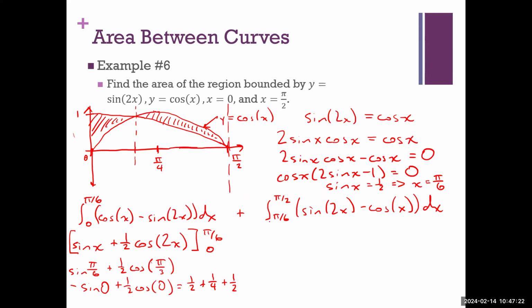And then really we have the same antiderivatives to think about. So this should become the exact opposite of what we just had. Negative 1/2 cosine 2x minus sine of x. So negative 1/2 cosine of pi minus sine of pi over 2.